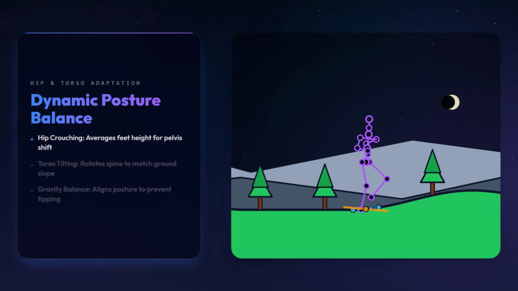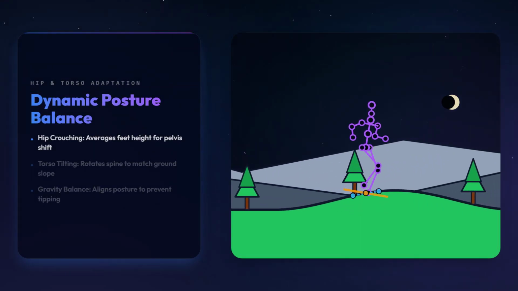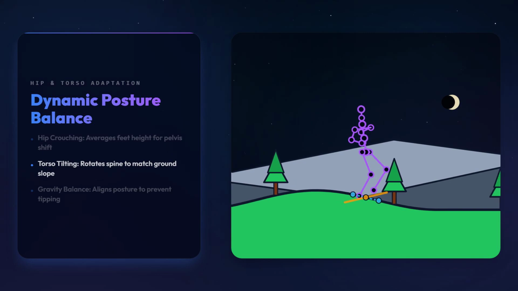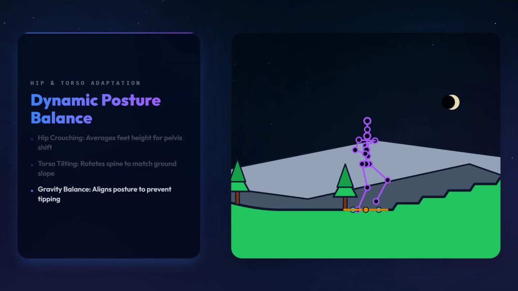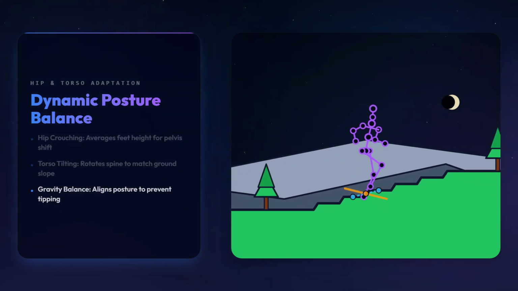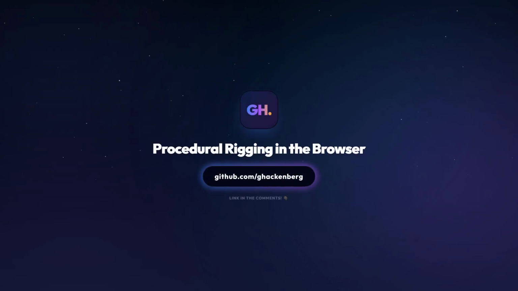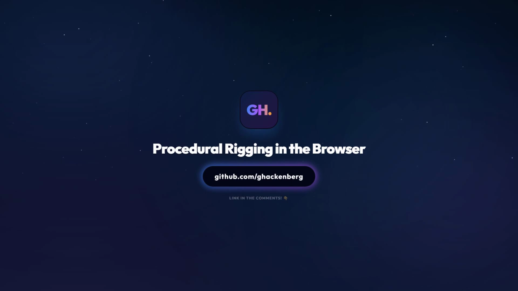To maintain balance, the hip height is adjusted to the average of the foot heights. The torso tilts slightly to align with the slope. This allows the character to climb steep stairs and slopes naturally. And there you have it. A complete procedural 2D character rigged entirely using React, HTML, and SVGs.